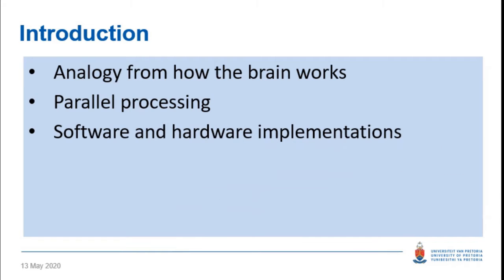There have been software implementations of neural networks and hardware implementations. We'll be focusing on software implementations. The whole idea behind hardware implementations is to try and move away from doing things sequentially the way our traditional machines do it, and to actually do things in parallel to speed up processing and to reduce processing time.